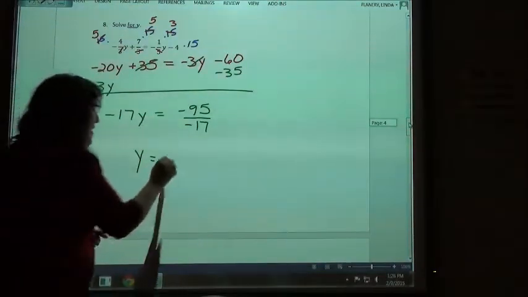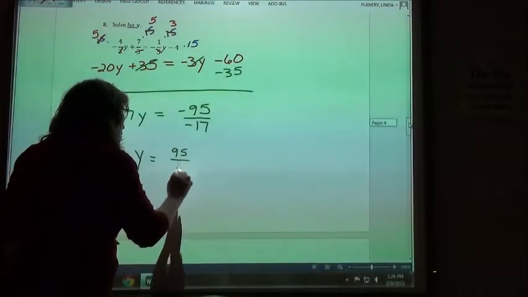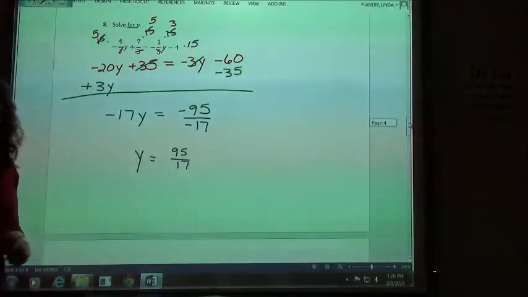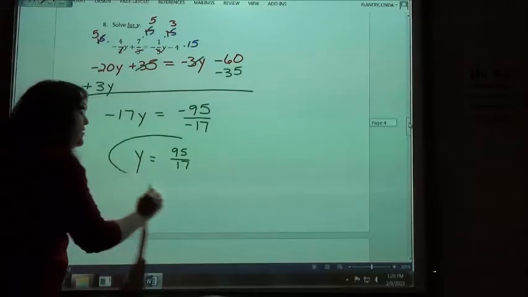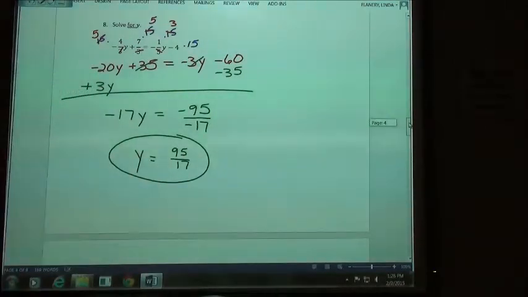Can I reduce that down? The only thing that would work is if 17 divides evenly into 95. Nope. Okay, so that's going to be our answer, positive 95/17 then.